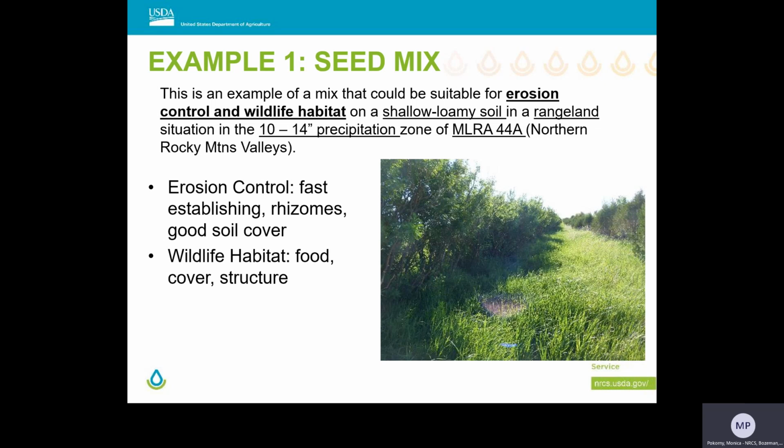Okay, and I've also, in this example, highlighted that we want to have erosion control and wildlife habitat as some of our resource concerns and objectives on the site. So immediately for erosion control, I'm thinking of those characteristics of plants that are going to be fast establishing. Probably want some rhizomatous species in there to hold the soil. Also species like a bunch grass that's going to have good above ground cover to provide the soil cover.